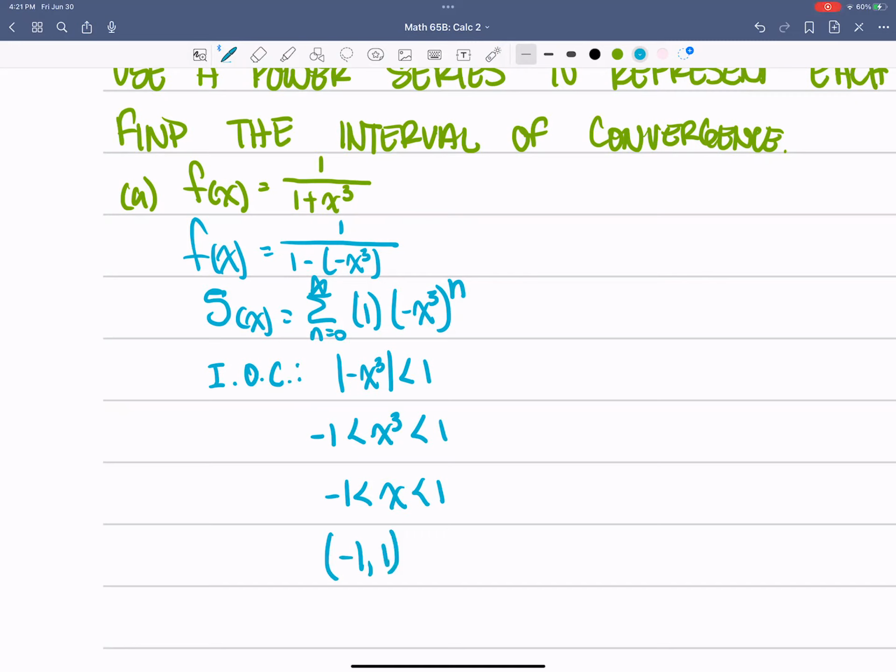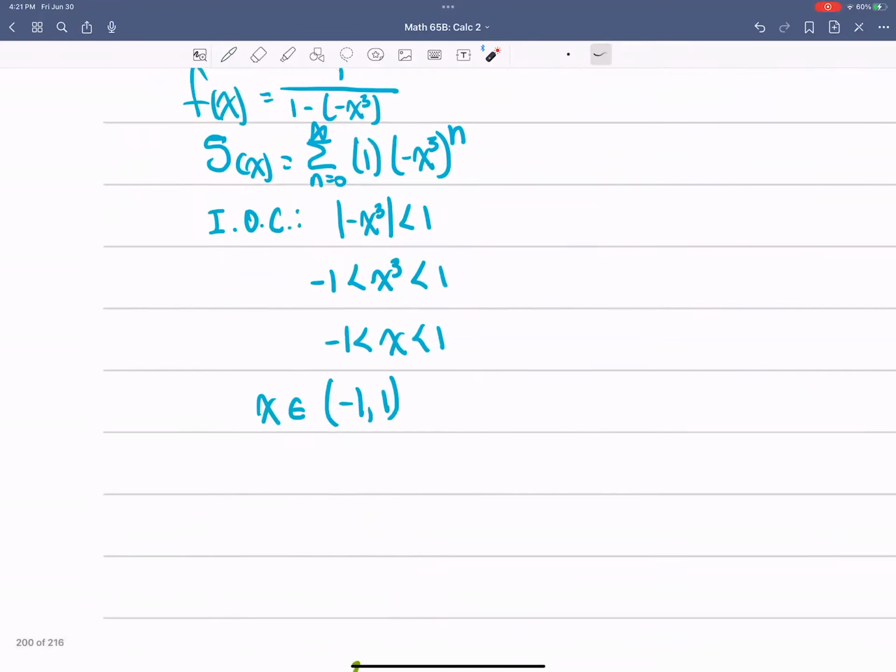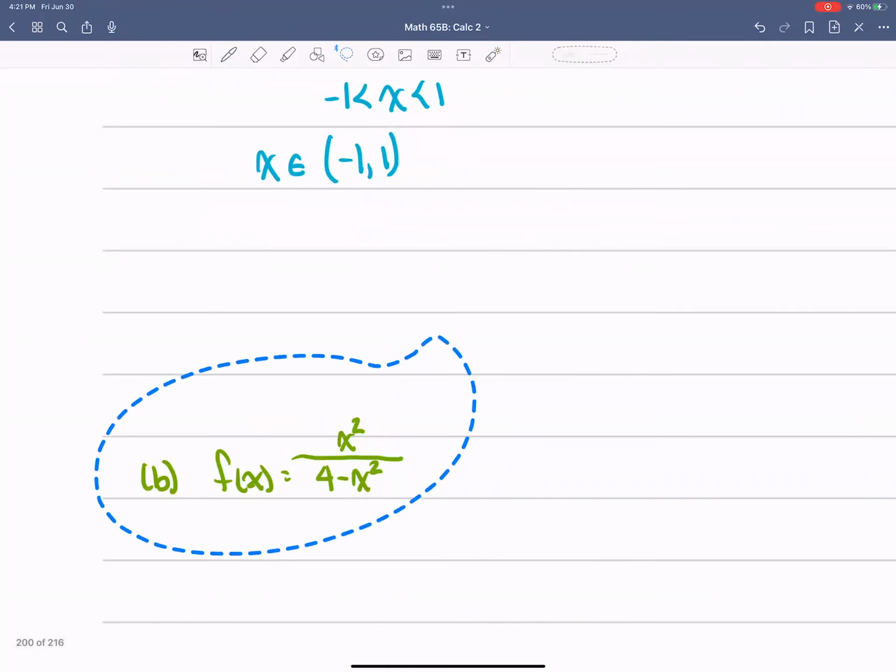And there we go. For all values x belonging to this, the way that we could write it shorthand is x belonging to this set of values. For these values, we have this function here converging, which I think is pretty cool. All right, so moving on from here, let's take a look at this other one.